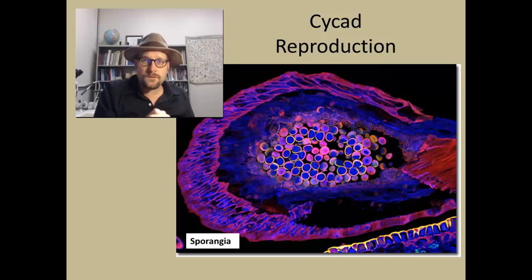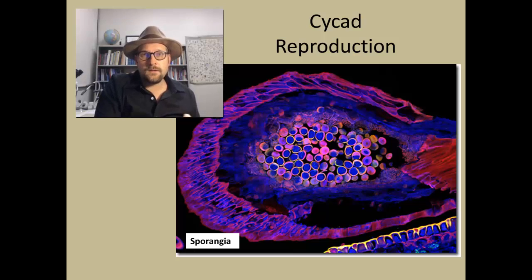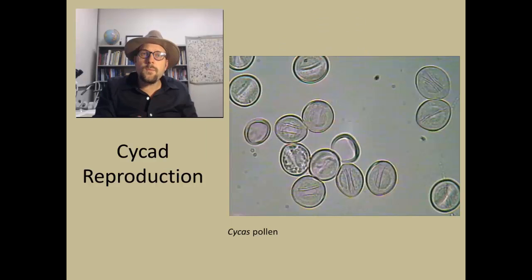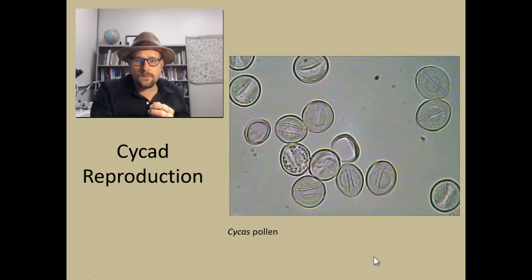These produce the spores that grow into the pollen grains. Now hundreds are produced in each pollen sac, and there can be hundreds of sacs on a typical male cone, so lots and lots of pollen are produced. Now the pollen of Cycas here, that we have some images of, is monosulcate. That means that it has a single groove within the pollen grain.